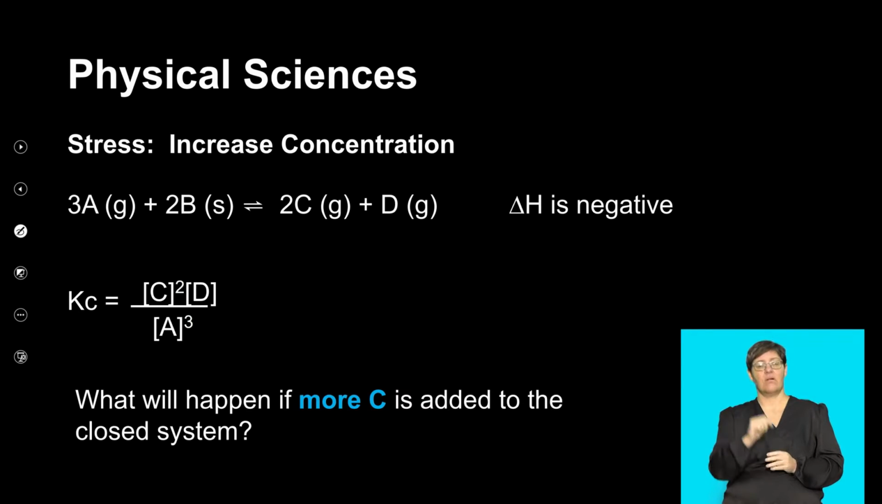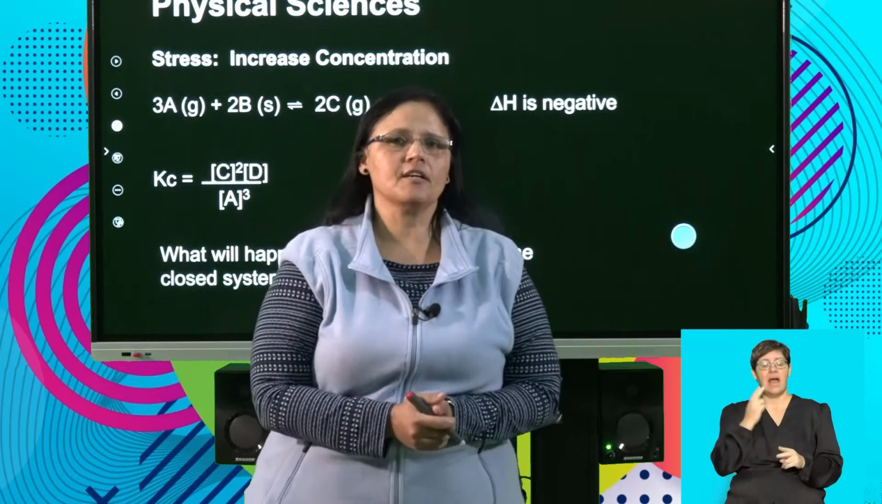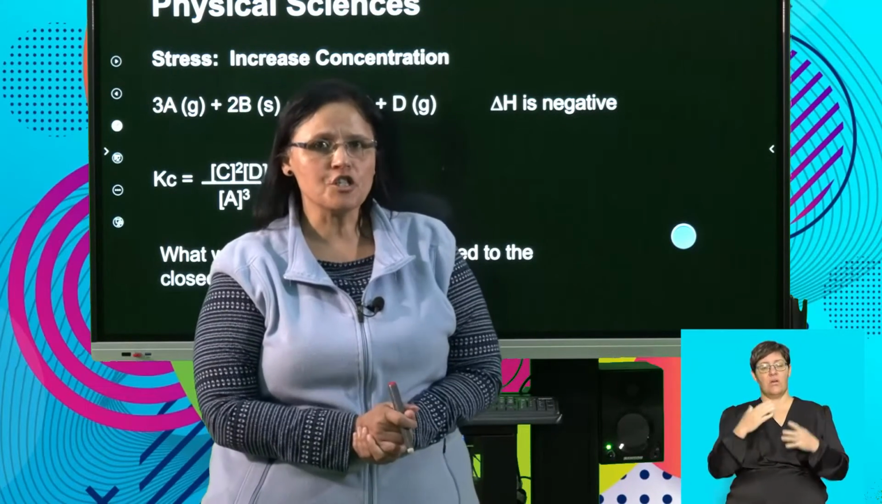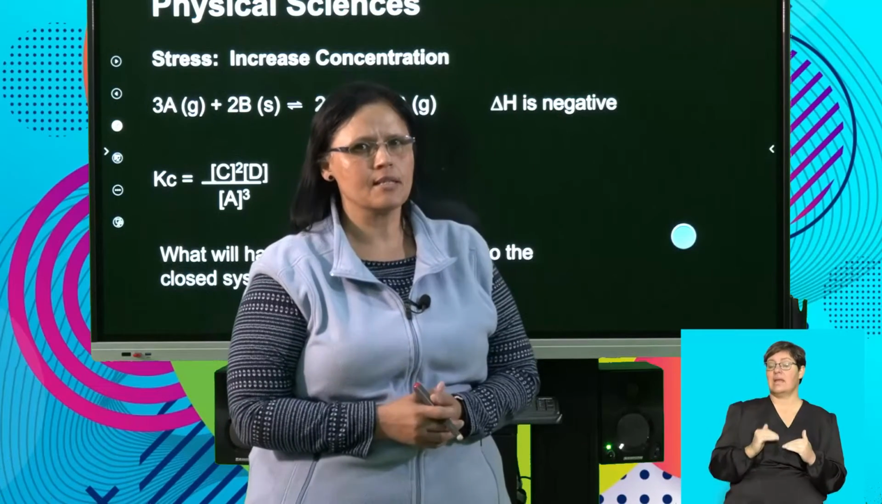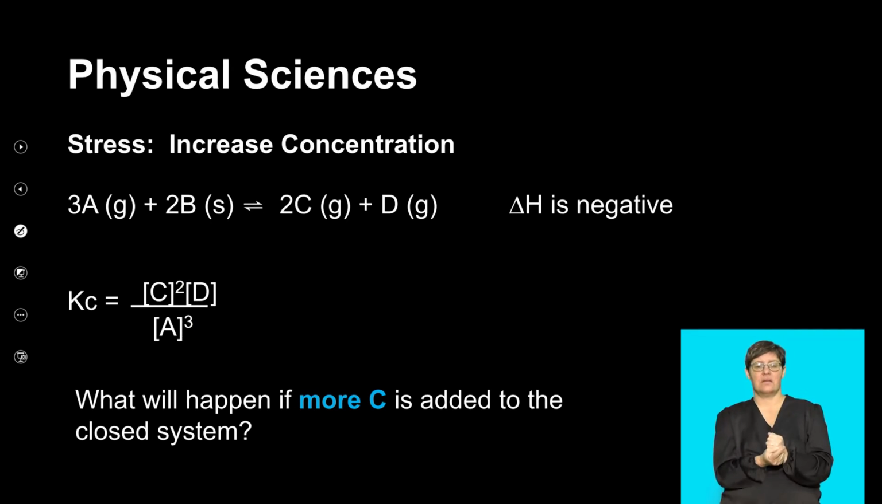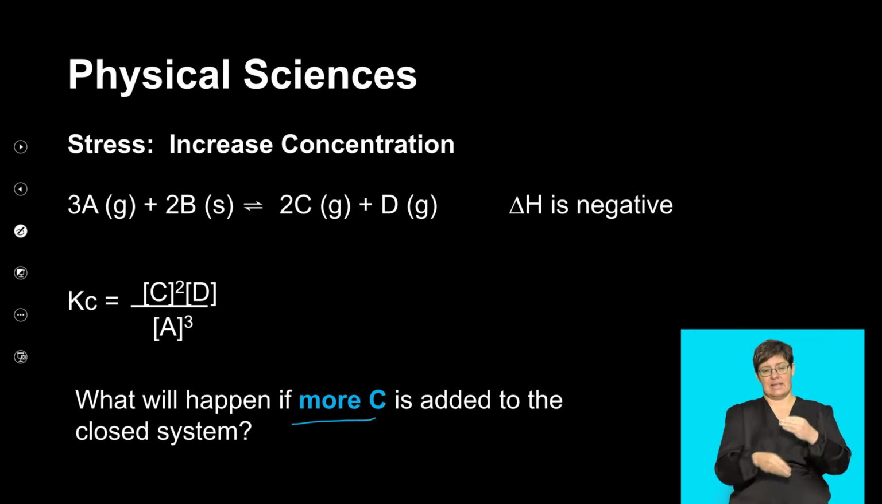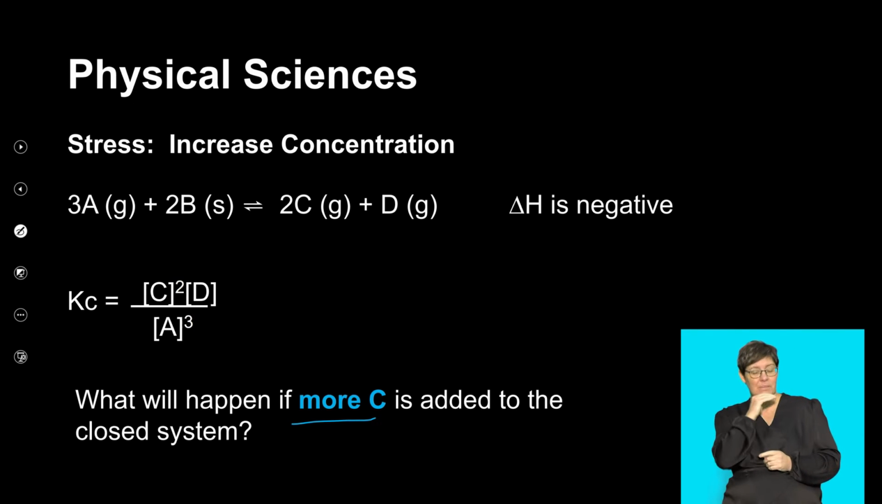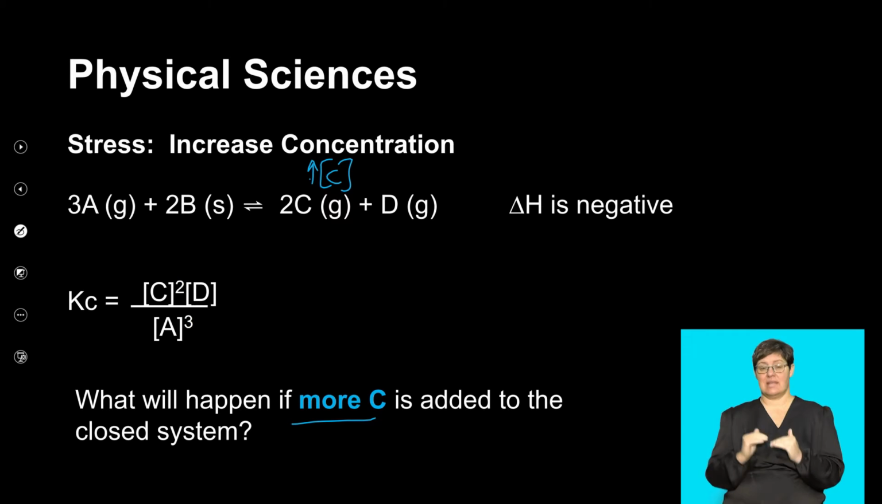Now we will look at another stress. Again, an increase in a concentration, but this time we will increase the product. So, what will happen if more C is added to the closed system? For starters, that will mean that my concentration of C will increase.